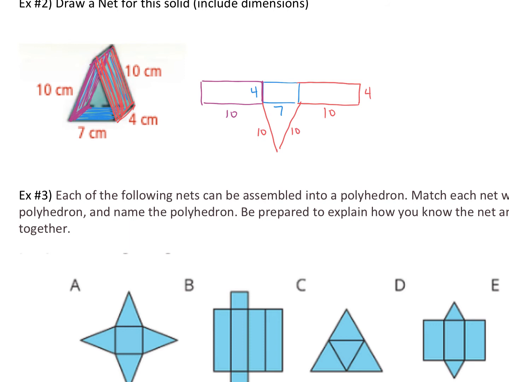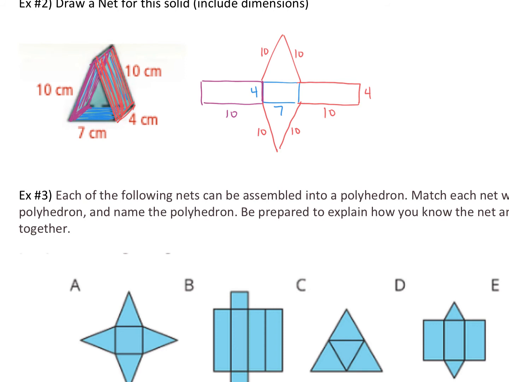And then where is my other triangle? So we'll say that's the front triangle. Where's my back triangle gonna go? On top of it, yeah. We're gonna put that up here. So again, 10, 10, and 7. That's a net. Okay, so you take a 3-dimensional something, you lay it out flat, that's a net.